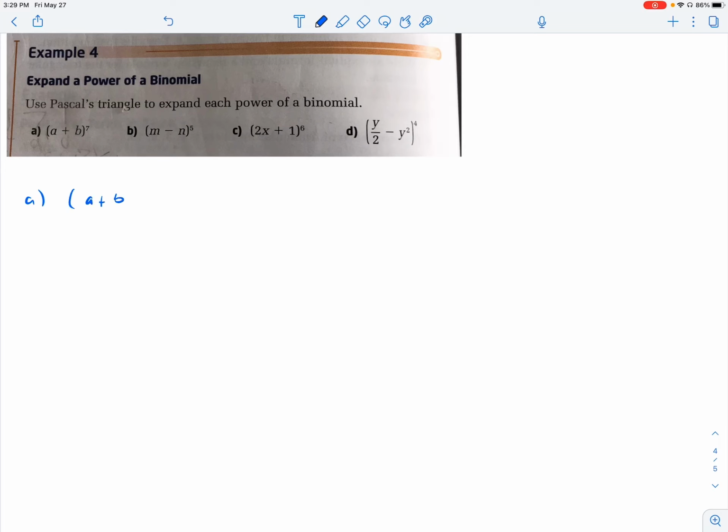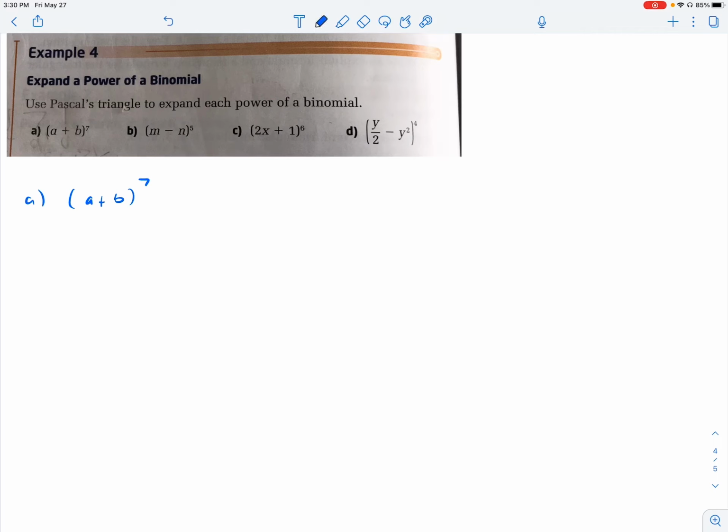So our first binomial is a plus b to the exponent 7. If we were to do this the old-fashioned way, we would have to write out a plus b 7 times, and we would be doing FOIL with each one. As soon as we calculate this one, we would get 3 terms, and we would have to expand it into the next one. It would just be a giant disaster. So the nice thing is Pascal's triangle really saves us a lot of time with this.